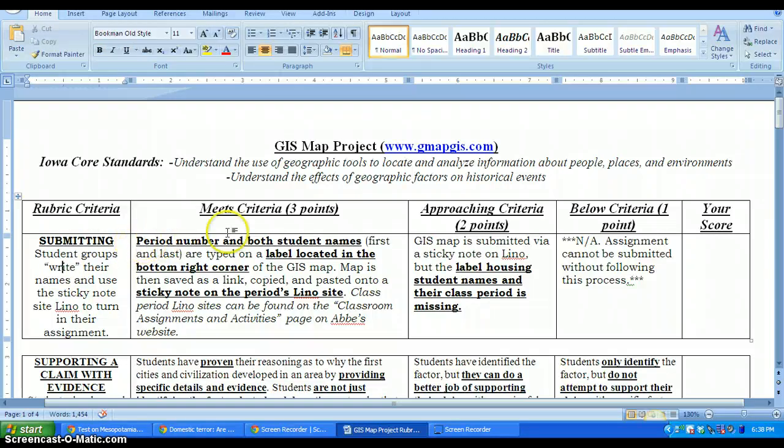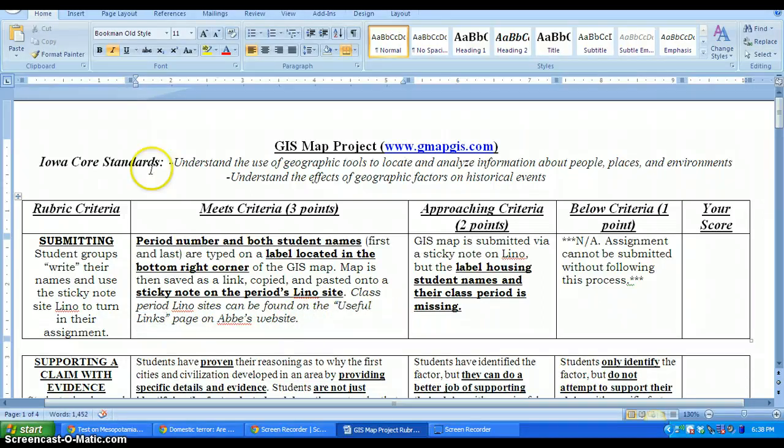Down in the bottom corner of your map, you're going to make a little label, kind of like a sticky note, and you're going to write your period number and both student names. Then you're going to save it as a link, then copy and paste it to a sticky note on the period's Lino site. And those can be found on the classroom assignments and activities page on my website. Actually, you know what? I'm sorry. They will be found on the useful links page on my website. Let me change that real quick. Useful links page on my website.